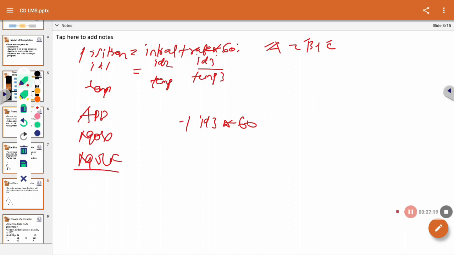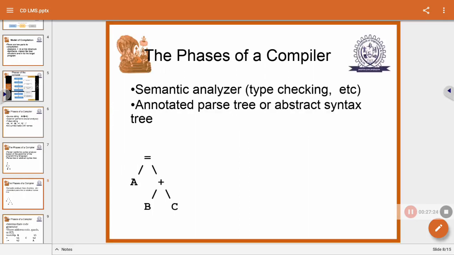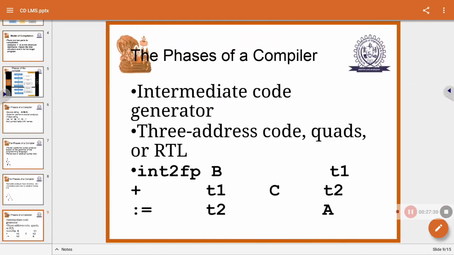So see here, the semantic analyzer forms the things. The intermediate code generator will generate code, where B is token 1, C is token 2, and plus is a token. What is an intermediate form? Here, three address codes and RTL, that is register transfer language, with float B. Again B is token 1 and C is token 2. So this is intermediate code generation.